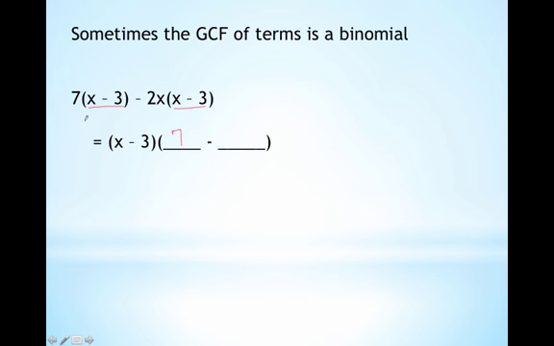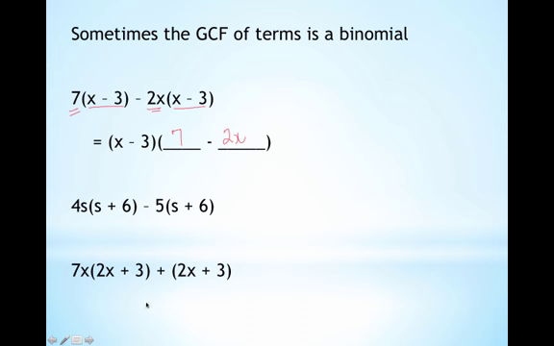What I have left is a 7 right here and a negative 2x right here, because those were what was left over when I took the greatest common factor out. Here are some other examples. I'm going to run through one with you, and you can do the last one on your own.